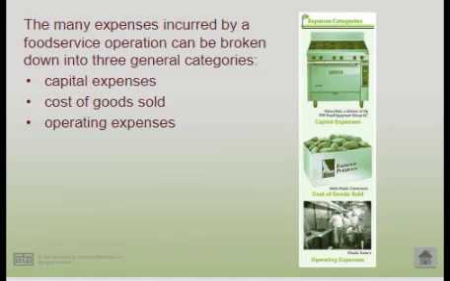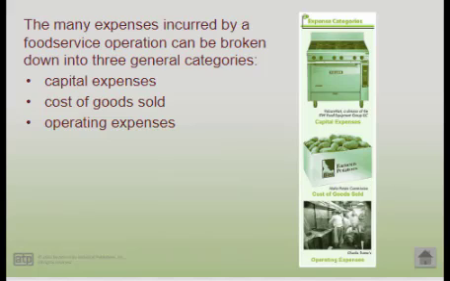There are many expenses involved in building and operating a food service operation. These expenses fall under three general categories: capital expenses, cost of goods sold, and operating expenses. A capital expense is a cost to an operation for buildings, building improvements, and equipment that is expected to have a useful life longer than 1 year.